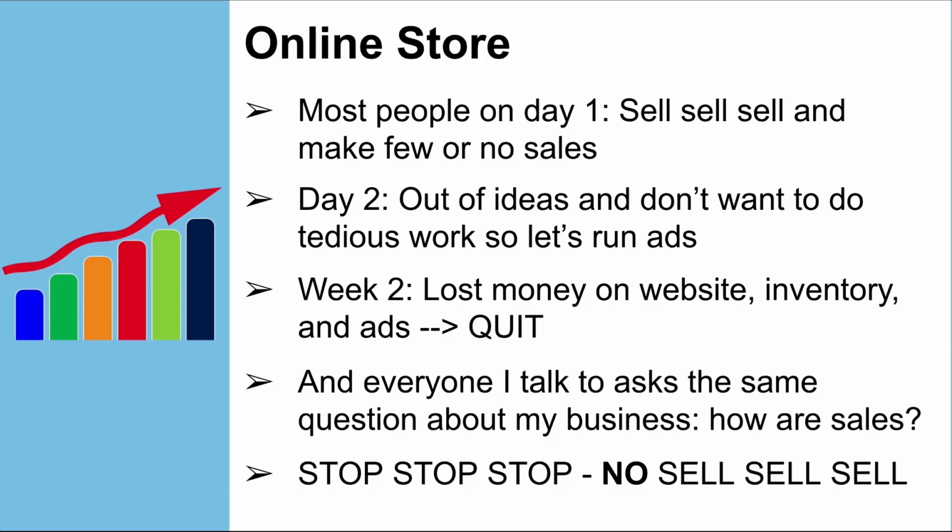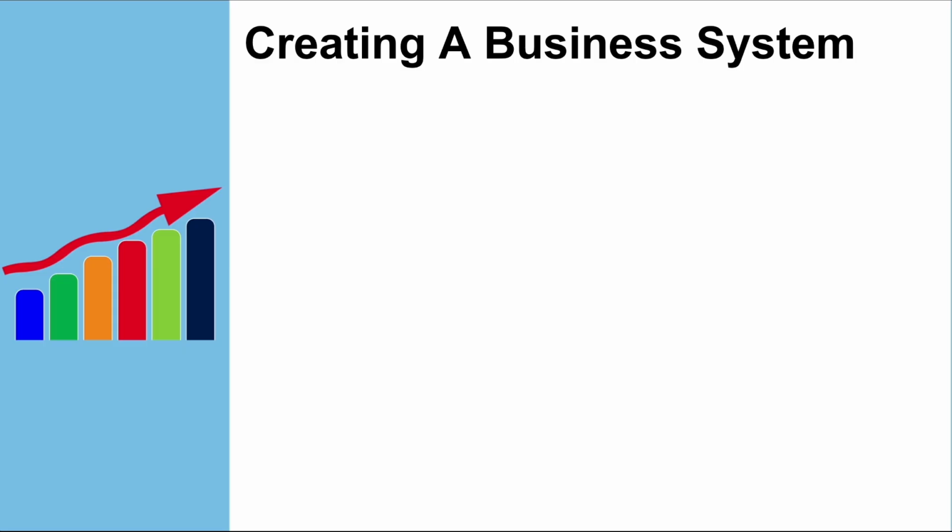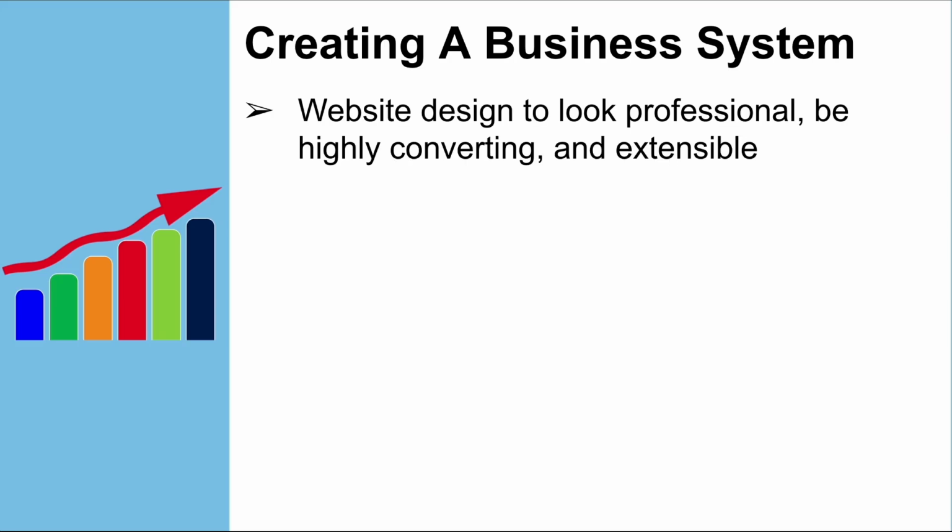So what is it that I know better? I know that to create a real business, you need a business system. What goes into that? In this particular e-commerce store, I'll need a website design that looks professional. You can't promote anything until it's a professional, good-looking store and highly converting, meaning that when people come to the pages and look at the shirts, they buy at a high rate. And extensible. Extensible means, say I want to have jackets or hoodies or hats in the future. The design should easily fit that, so I don't have to redesign my whole site.